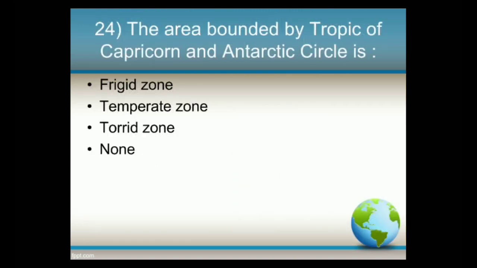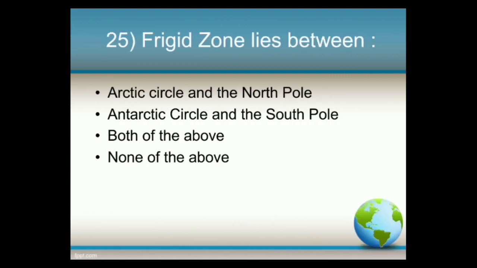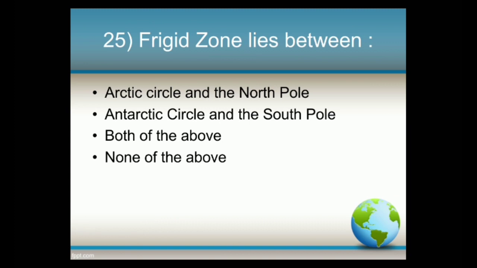Next, the area bounded by Tropic of Capricorn and Antarctic Circle is, just now we got this. Options are frigid zone, temperate zone, torrid zone, none. And the answer is temperate zone. Also, in the area between Tropic of Cancer and Arctic Circle, that zone is also called the temperate zone. Next, frigid zone lies between Arctic Circle and the North Pole, Antarctic Circle and the South Pole, both of the above, none of the above, and we all know this, that it is both of the above.